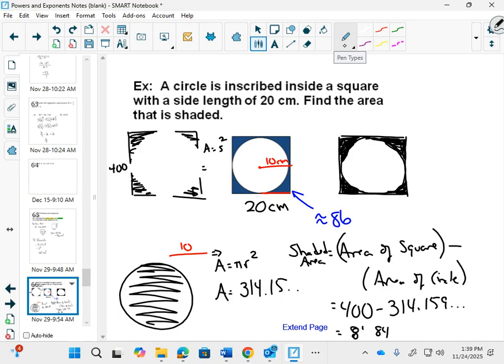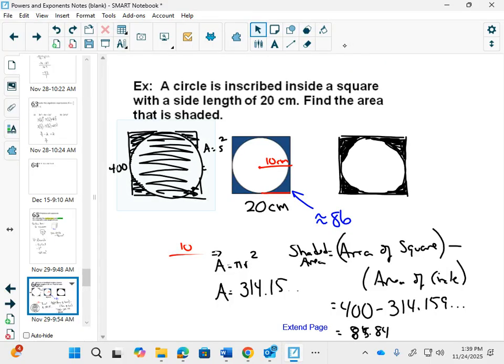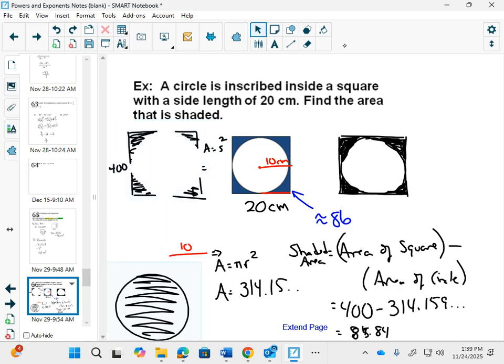I would use a calculator though. 85.84. Should we write that all down? Yes. Does that strategy make sense to you, what we did? Yeah. How we took, to find that shaded part, we thought about the circle and the square separately, and then said if I subtract out the circle, then I would be left with just the parts around the outside.